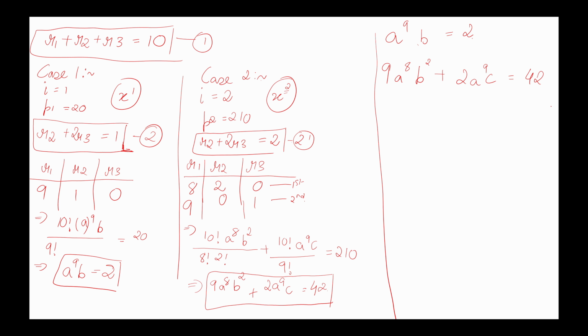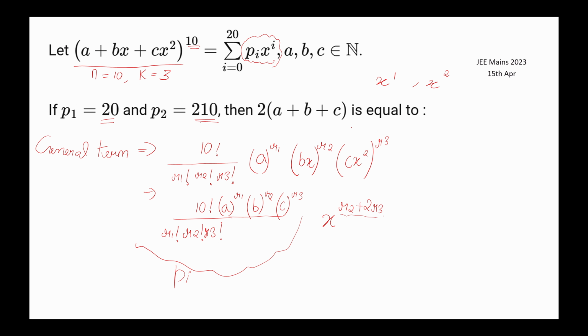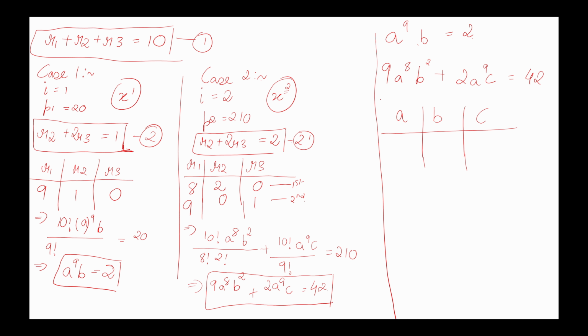Now I have to choose the values of a, b, c in such a way that all these 3 equations are satisfied. And of course first I will choose a, b, c to be whole numbers. They have told us a, b, c belong to natural numbers, so one of our problems has been solved. Since they are natural numbers, I can simply use the hit and trial method. Now let's look at the first equation, a to the power 9 into b is equals to 2. If a, b, c are all natural numbers, that means a has to be 1 and b has to be 2. Only then this equation would be solved.